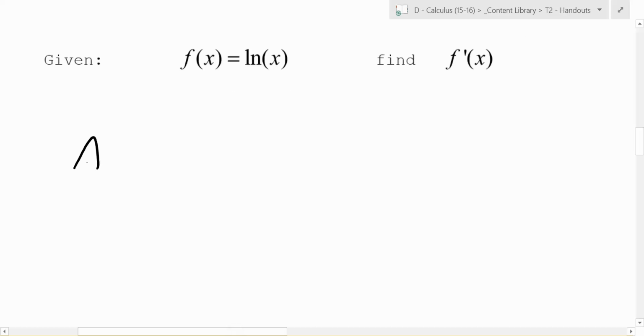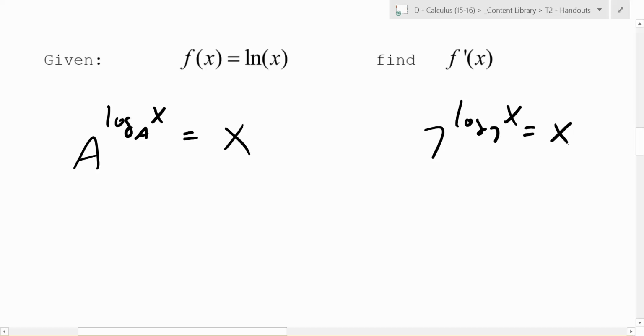Remember what a to the log base a of x is equal to? Do you remember what that equals if you have a to the log base a of x? Anybody want to guess? It actually equals x. That's something that's true about logarithms and exponents. I'm not going to prove that, but that is true. Believe that for now, but a can be anything as long as it's the same base. So what does 7 to the log base 7 of x equal? x. Doesn't matter what it is as long as it's the same base.